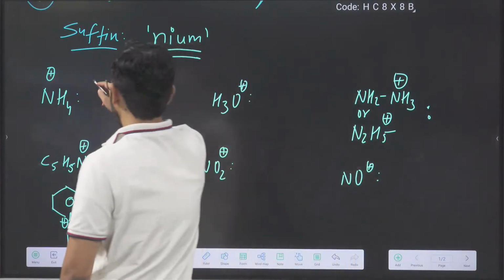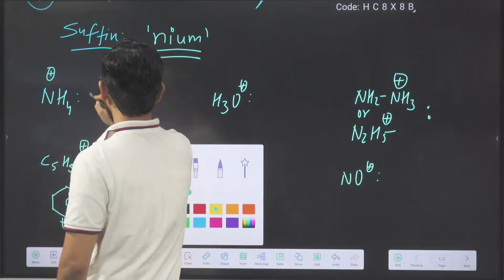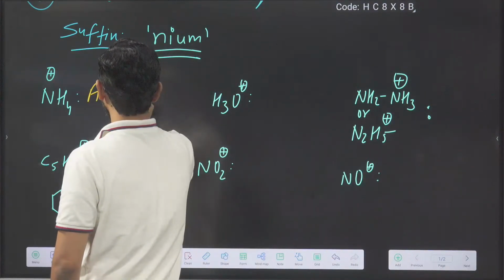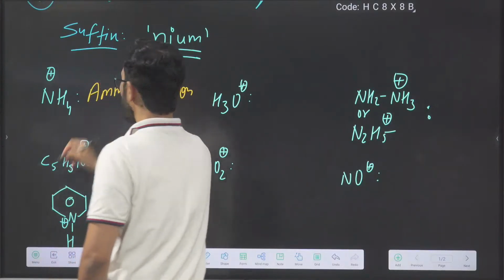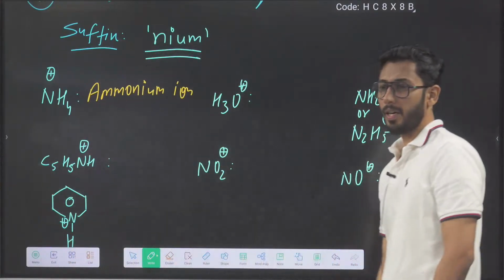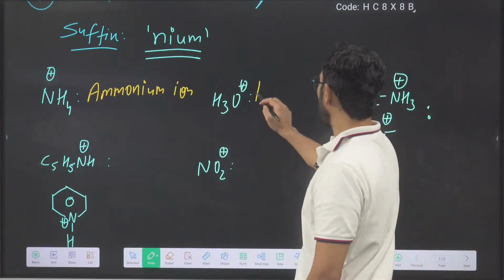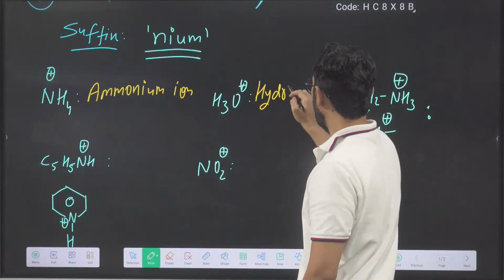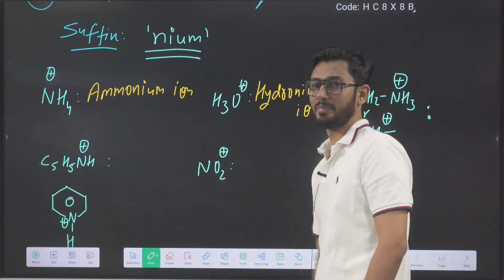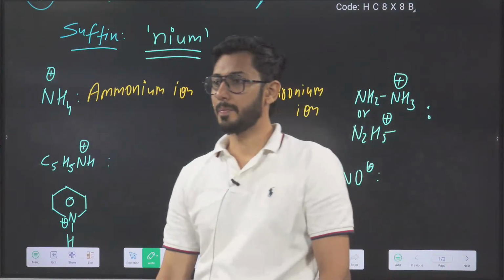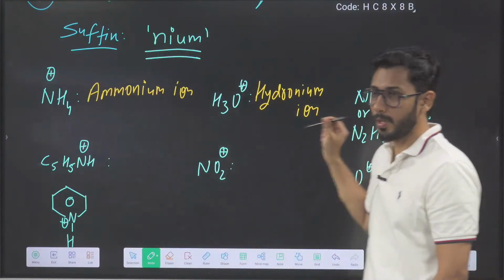What will you call NH4 plus? It is a cation with positive charge on a non-metal, which is here nitrogen. So it becomes the ammonium ion. H3O plus is the hydronium ion. Got it? Sure? Next one. What's the name?